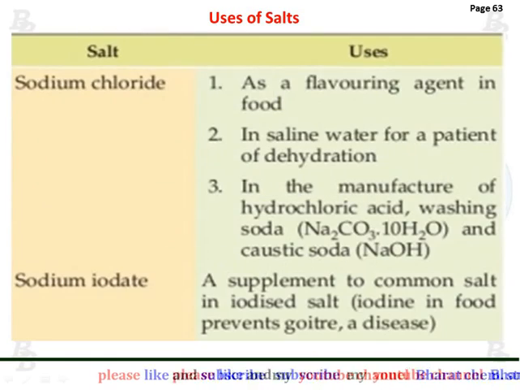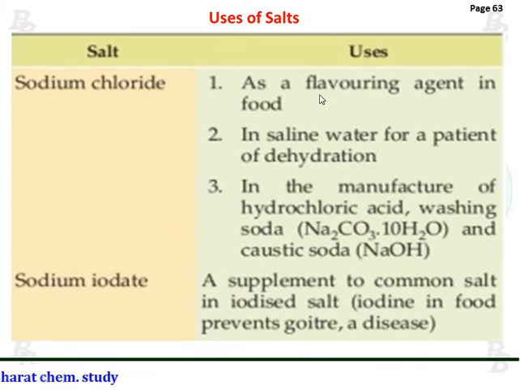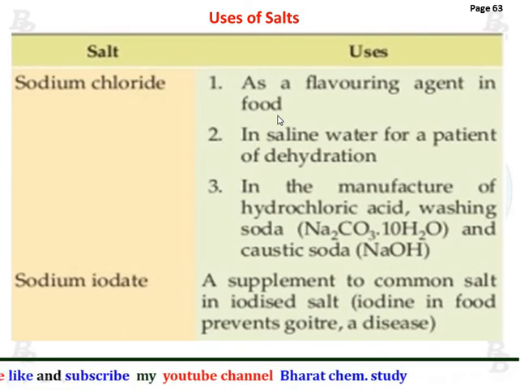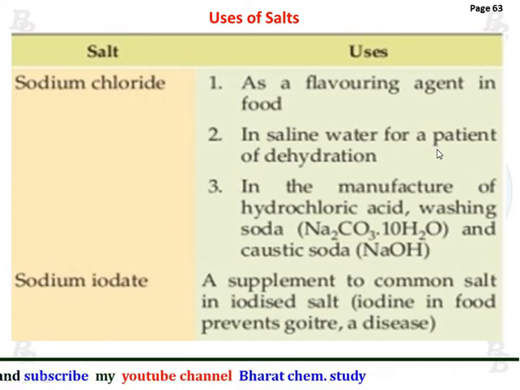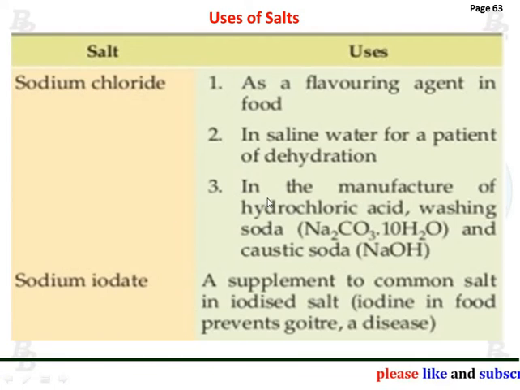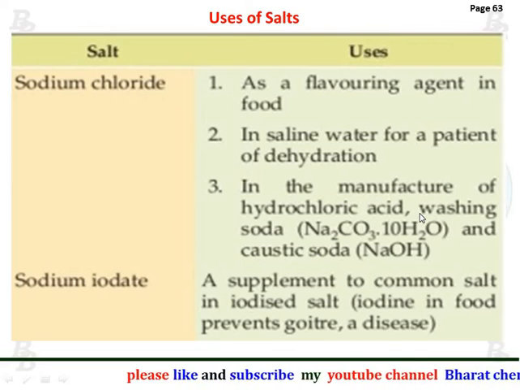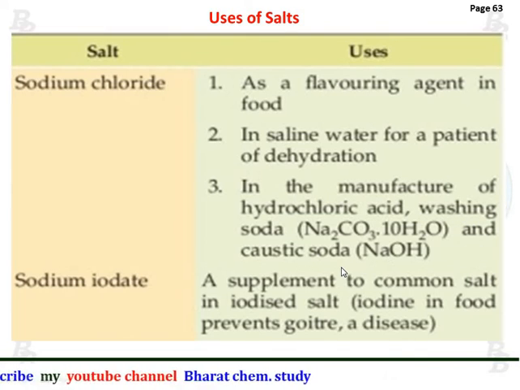Use of salt. Sodium chloride. It is used as a flavoring agent in food. We know that the common salt which we use at home contains sodium chloride. It is present in saline water and is used for patients of dehydration. Third, it is used in the manufacturing of hydrochloric acid, washing soda and caustic soda, which is NaOH.